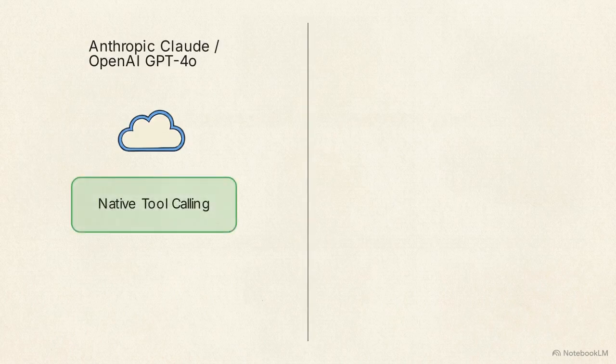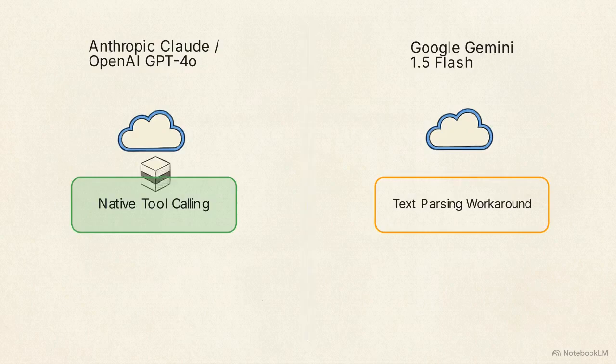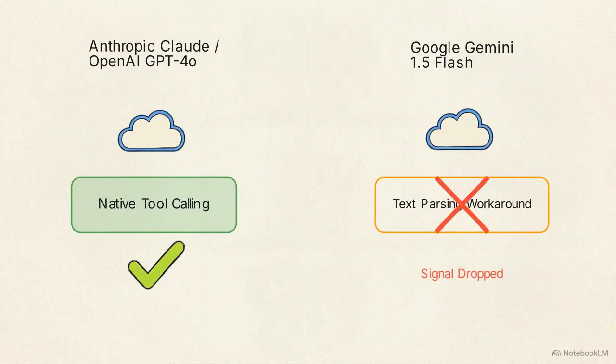Choosing a provider is a technical decision. Use a key for Anthropic's Claude or OpenAI's GPT-4o rather than Google's Gemini. Gemini 1.5 Flash does not natively support the function calling architecture needed for hardware control. It relies on a text parsing workaround that frequently drops signals.